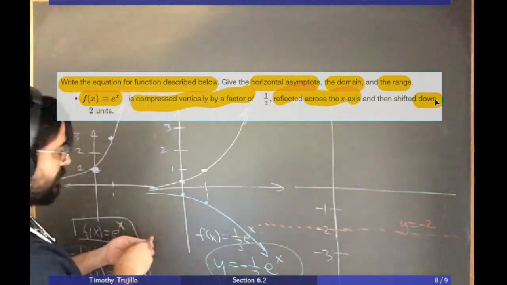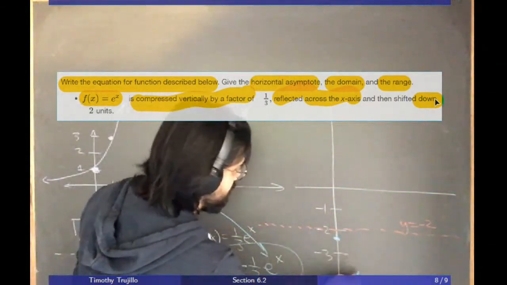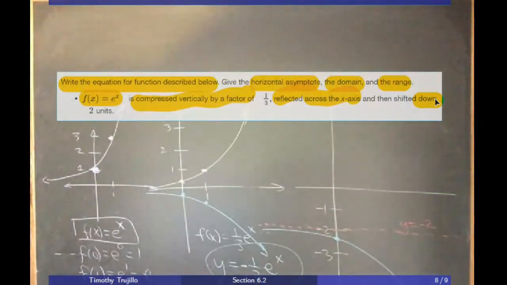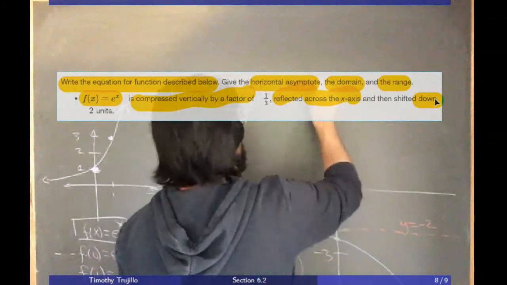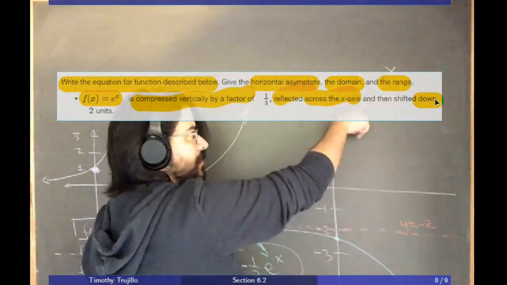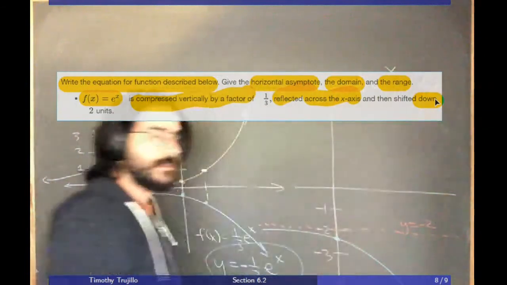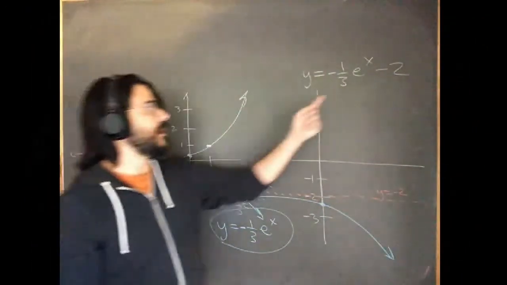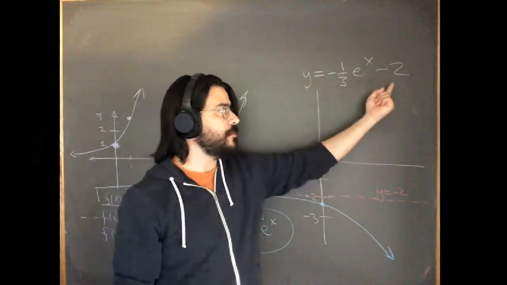So this blue graph is now going to just drop down by 2 units. This guy is going to drop down to here, and it'll look something like this, okay? And the formula for the final graph here is going to be y equals -1/3 e to the x minus 2. That's the compression by 1/3, the reflection across the x, and then down 2 units, okay? So again, the reflection about the x-axis, the compression by 1/3, and then moving down 2 units.